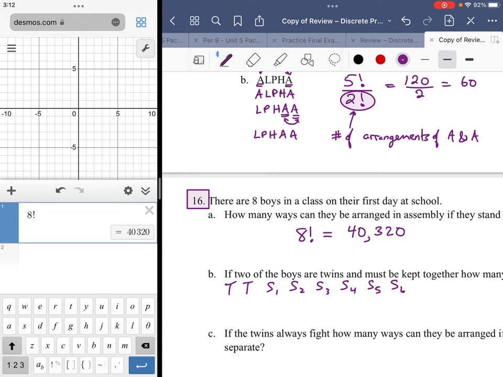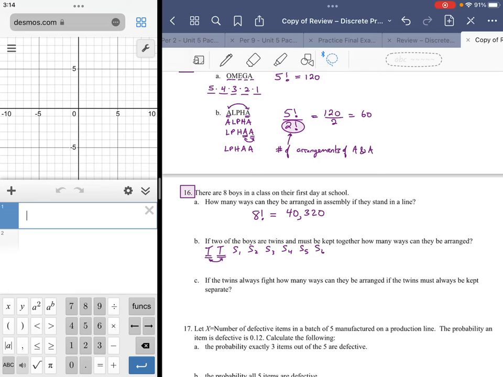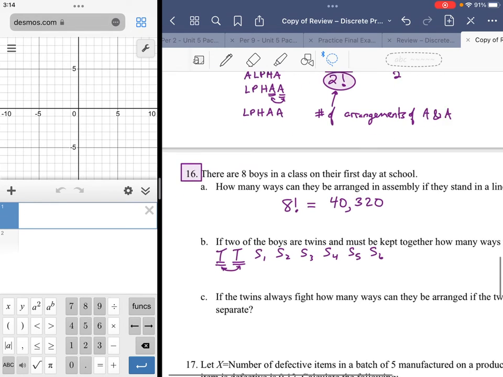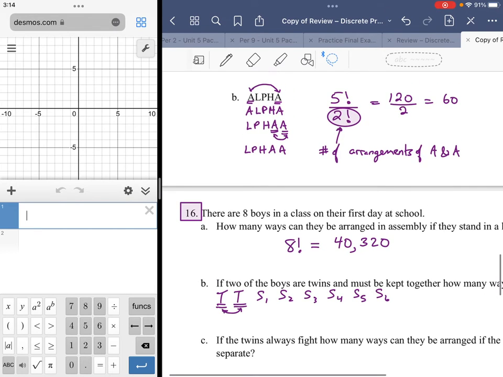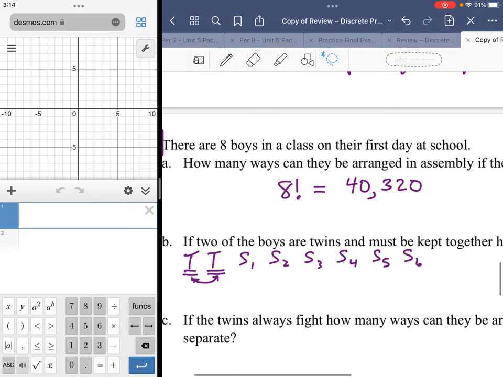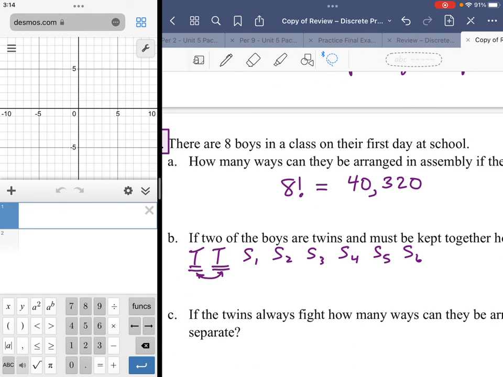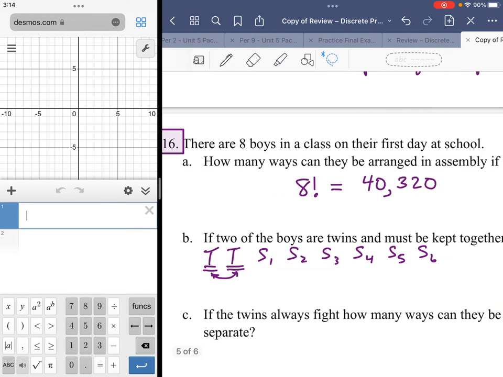Another arrangement would be swapping the 2 twins. Unlike the previous problem, we would get a unique arrangement if we swap the 2 twins. They're not interchangeable in the sense that the letters A are, where you would still get the same word alpha. If we change the position of the 2 twins, yes, they may look alike, but they're not the same people. So we can treat it like the word question from number 15, but only to a certain extent. Here, we got Tommy and Timmy, whatever you want to think of.